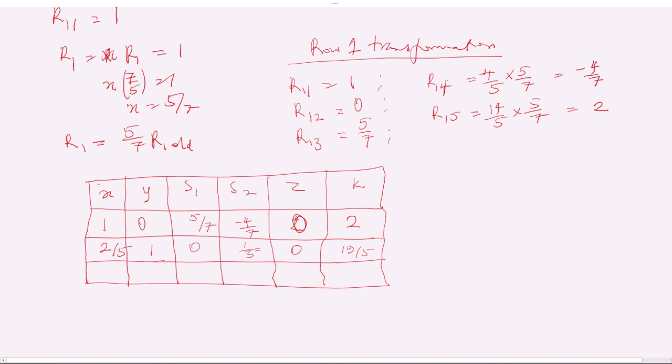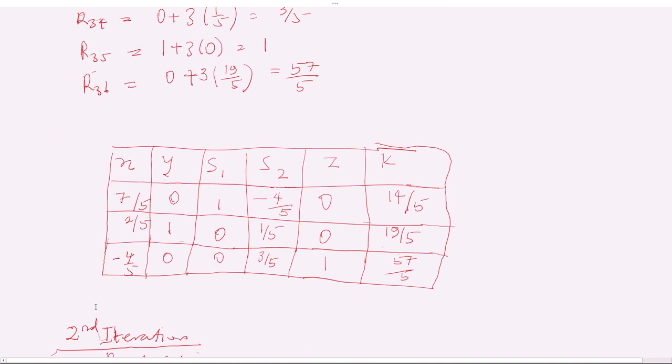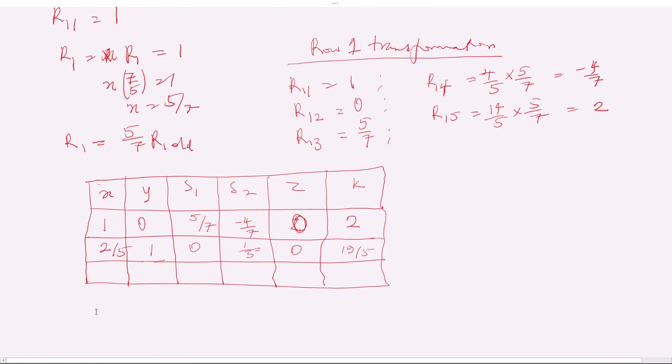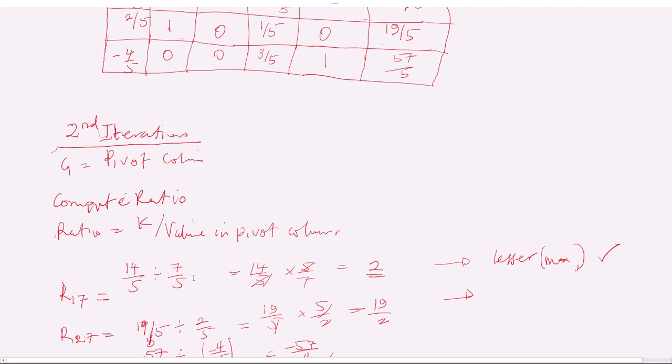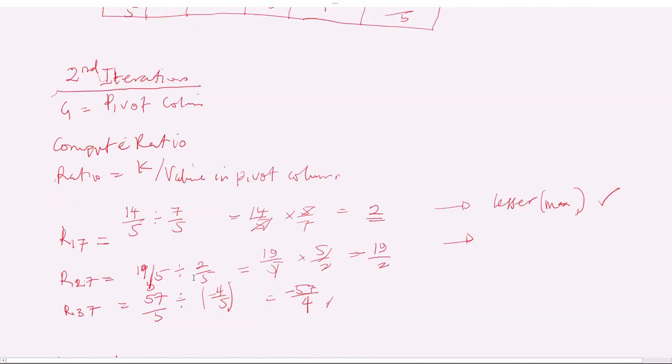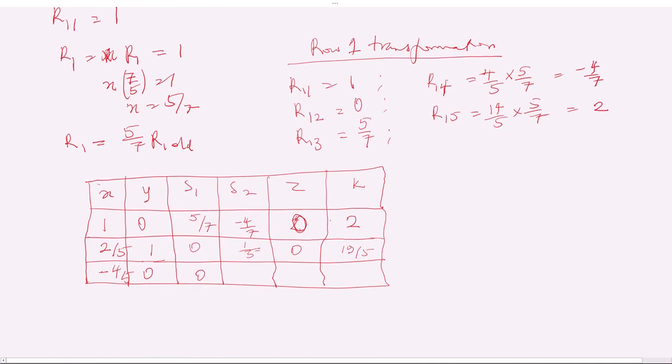So for Z, I think, what was the last value of Z that we put? Minus 4 over 5, 0, 0, minus 4 over 5, 0, 0, 3 over 5, 1. So this is 3 over 5, 1. Then this, I still remember this. This is 57. So this is now 57 over 5.